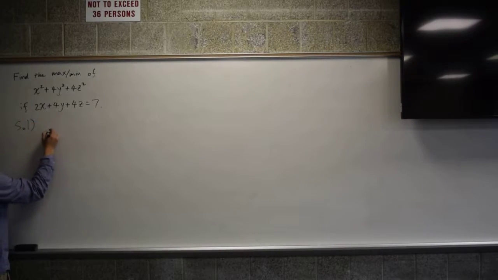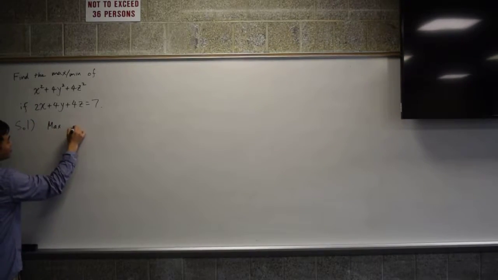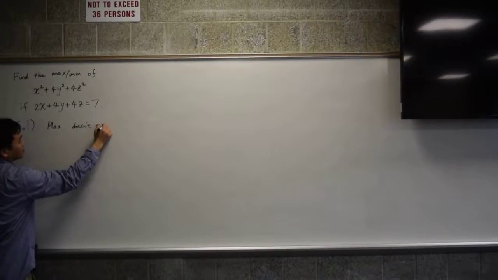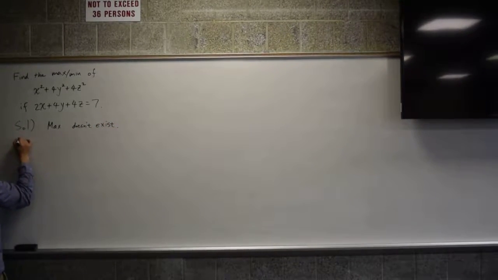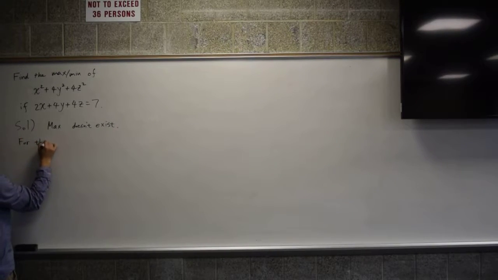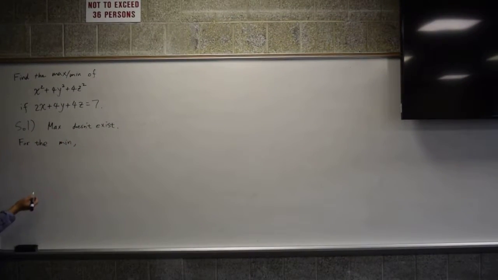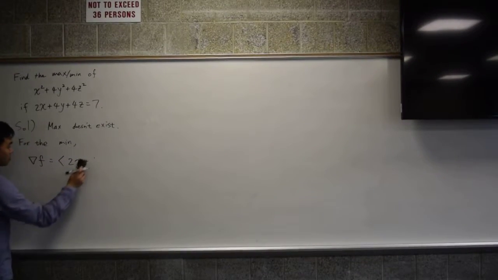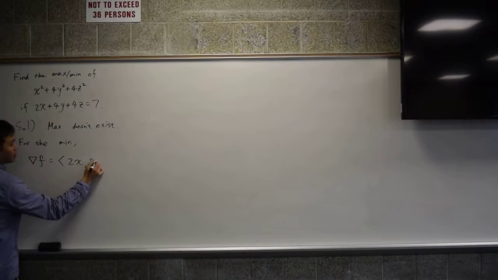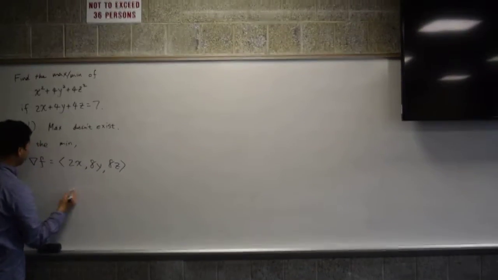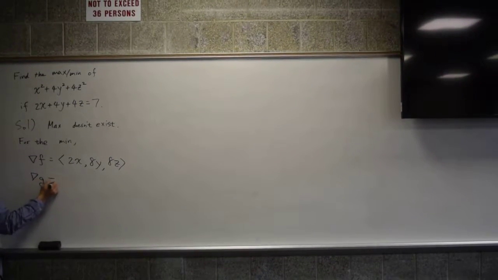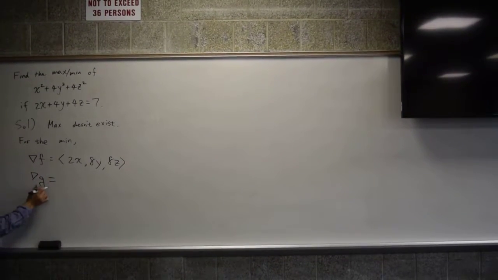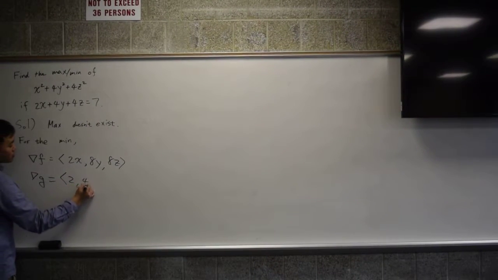Solution. Max doesn't exist. For the min, we have to use the Lagrange multiplier, right? So what's the Lagrange multiplier? Gradient of f, that's 2x, 8y, 8z, and gradient of g, sorry. Gradient of f, gradient of g is 2, 4, 4.